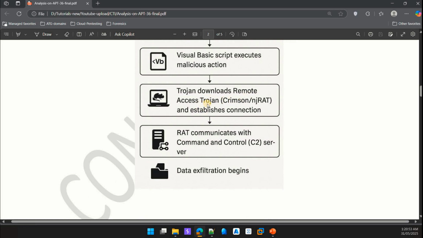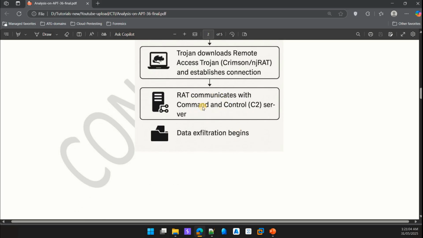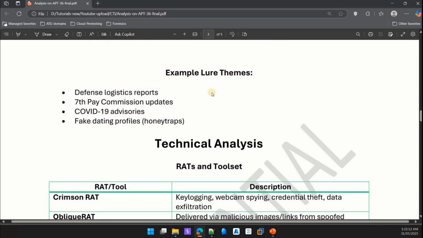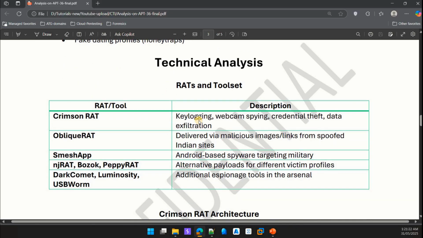The Trojan downloads the RAT on the machine, using either Crimson, NGRAT, or something else, and then it establishes a connection. The RAT communicates with the command and control center, and then the data exfiltration begins. Now, what are the example lure themes? Defense logistics reports, fake commission updates, COVID-19 advisories, fake dating profiles such as honey traps, etc.